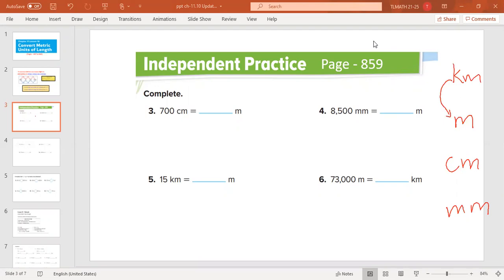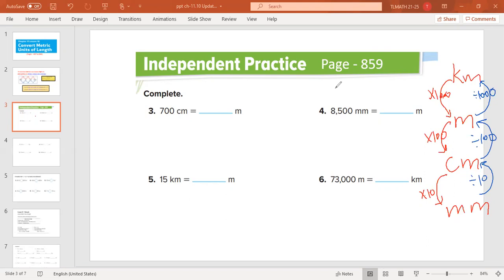So from kilo to meter, I'm going to multiply by 1000. When I want to convert meter to centi, I'm going to multiply by 100. And from centimeter to millimeter, I'm going to multiply by 10. Now, when I want to go backward, I'm going to use the inverse of multiply, which is divide. So from millimeter to centimeter, I'm going to divide by 10. From centimeter to meter, I'm going to divide by 100. And from meter to kilometer, I'm going to divide by 1000.